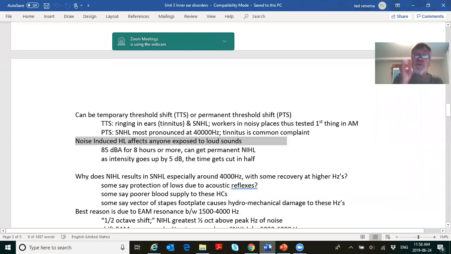And what causes noise-induced hearing loss? 85 dBA for 8 hours or more. Let me explain what dBA means, although you may recall this from acoustics. Remember in acoustics we talked about minimal audible field, minimal audible pressure? What's the softest it takes to hear a 1,000 hertz tone at 1 meter distance from a speaker with 2 ears? Okay, we'll call that 0 dB SPL.